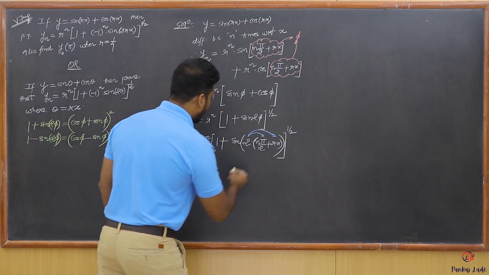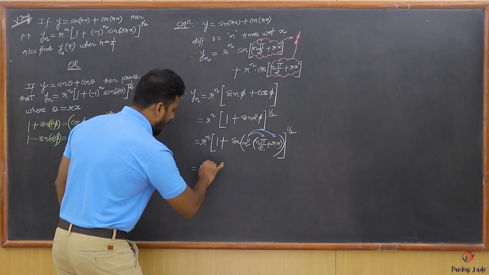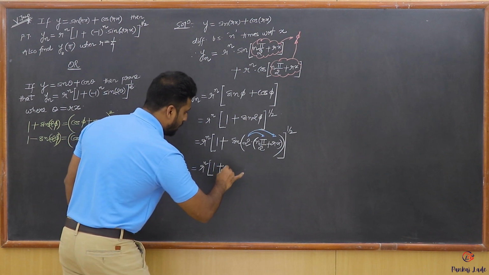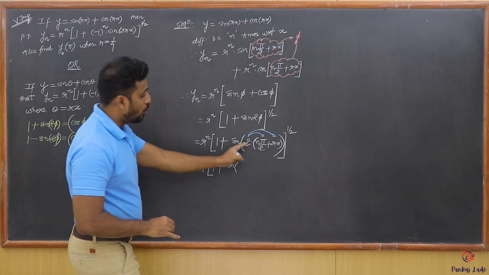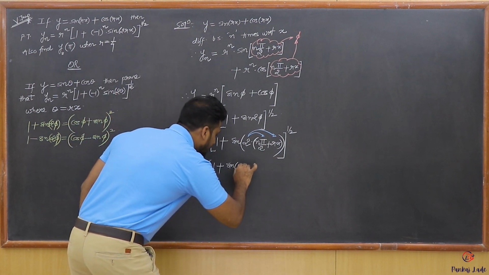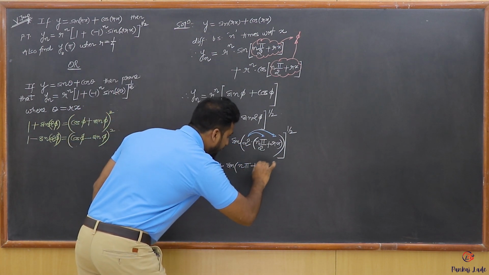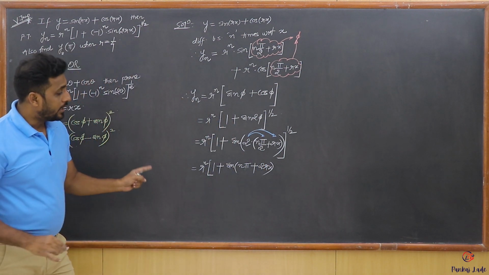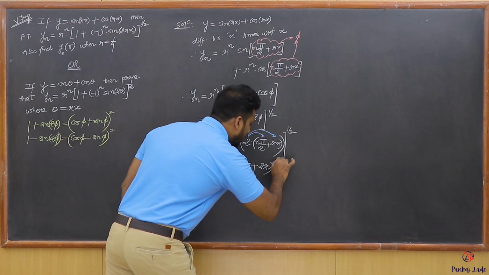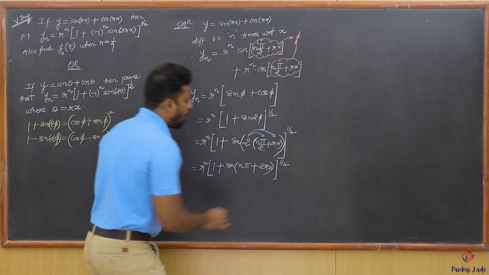So when you multiply 2 inside the bracket, you get r raised to n, then 1 plus sine of, let's multiply 2 inside the bracket, so 2 and 2 cancel, you get n pi, sine of n pi plus 2rx, isn't it? And this entire bracket has what power? The power is 1 upon 2.